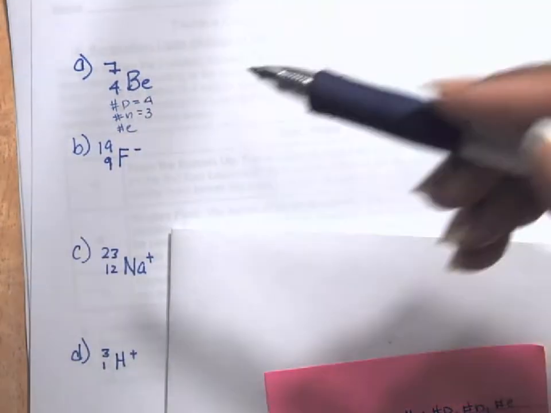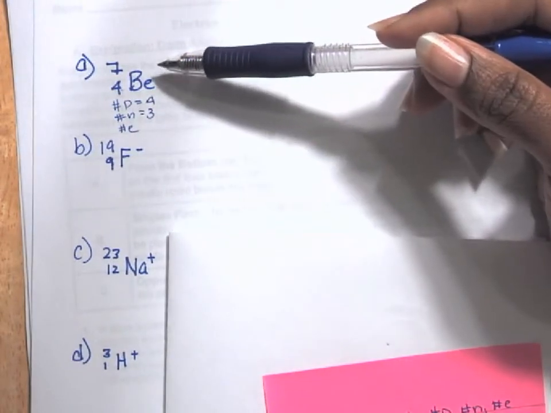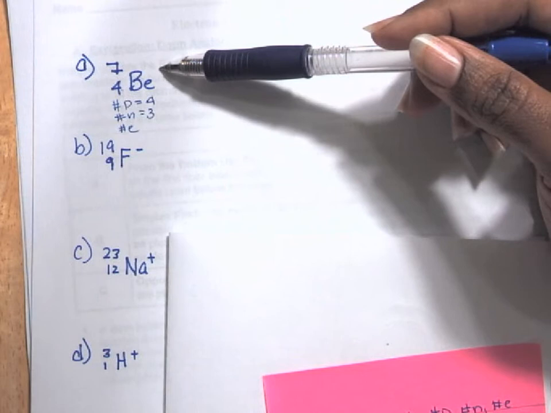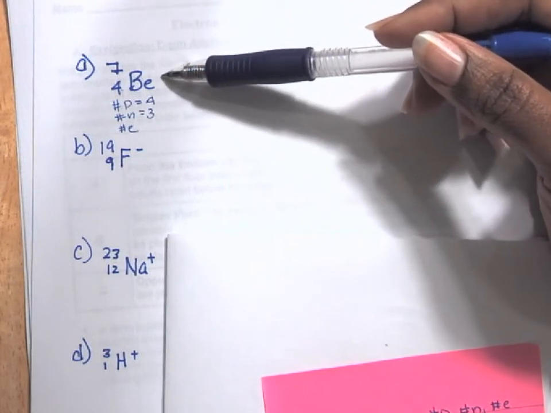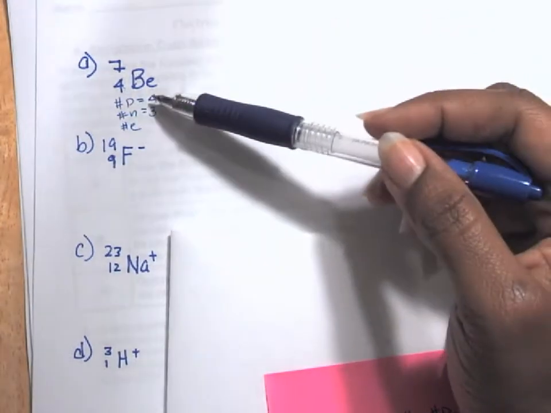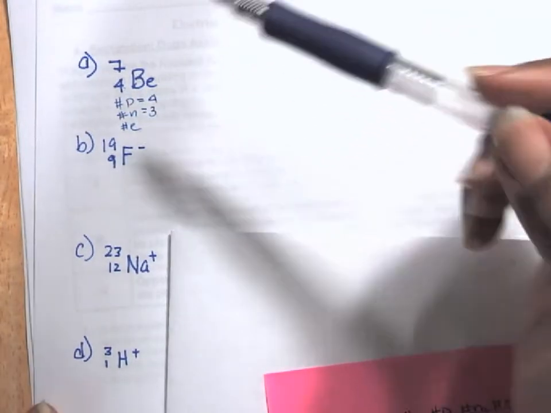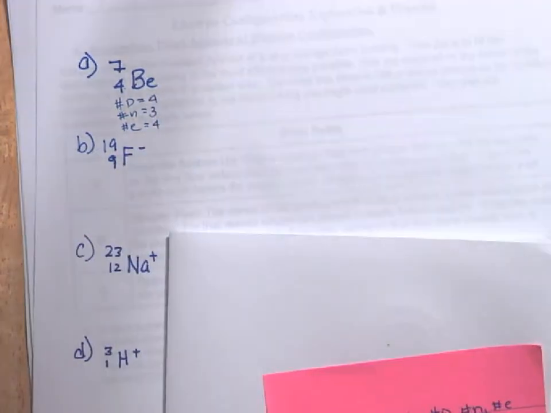Now for the electrons, we have to look at the charge. And the charge will be what's written in the upper right side of the symbol here. Now since there's no number written here, we know it's neutral. So the charge is 0. So what does that tell us? That tells us that the number of protons and electrons must be the same. So in this case, we have 4 electrons. Okay, so that was step 1, determining protons, neutrons, and electrons.